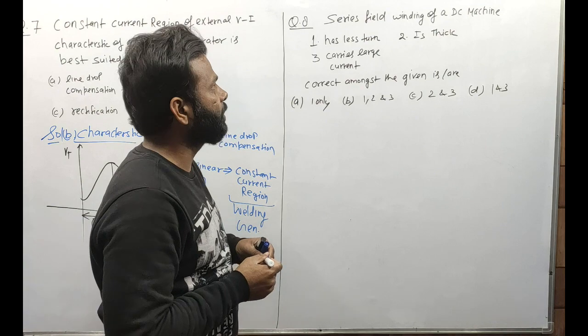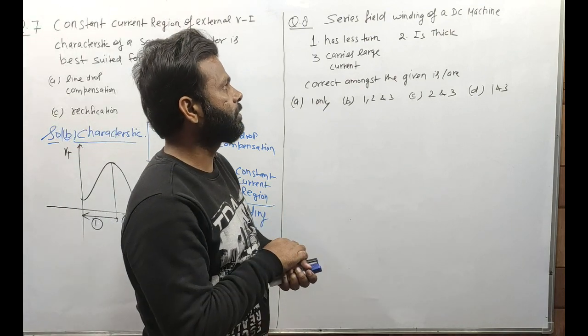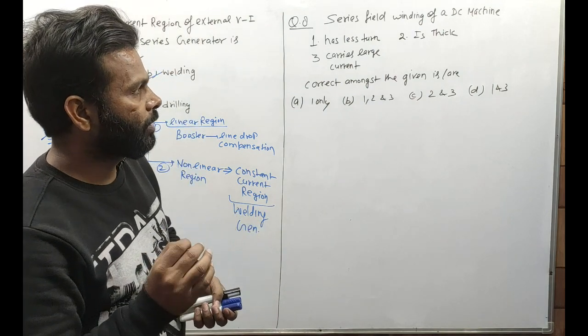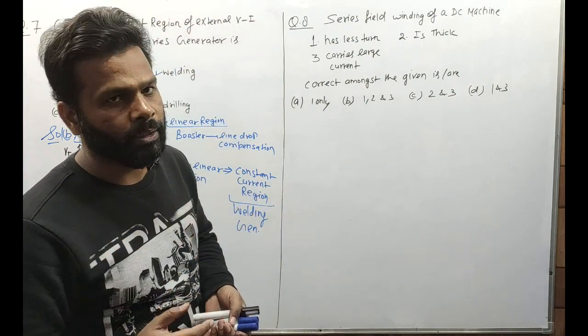Series field winding of a DC machine. First statement has less number of turns. Second is thick, and third one is carries large current. Correct amongst the given are only 1, 1 and 3, 2 and 3, and 1 and 3 in the last option.